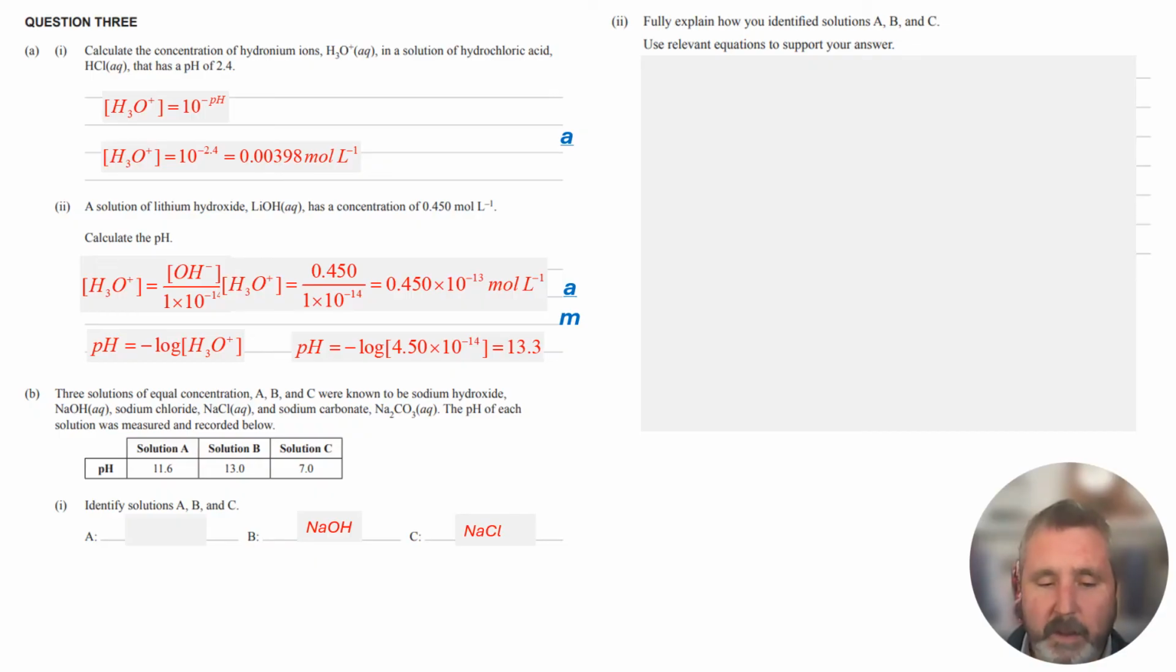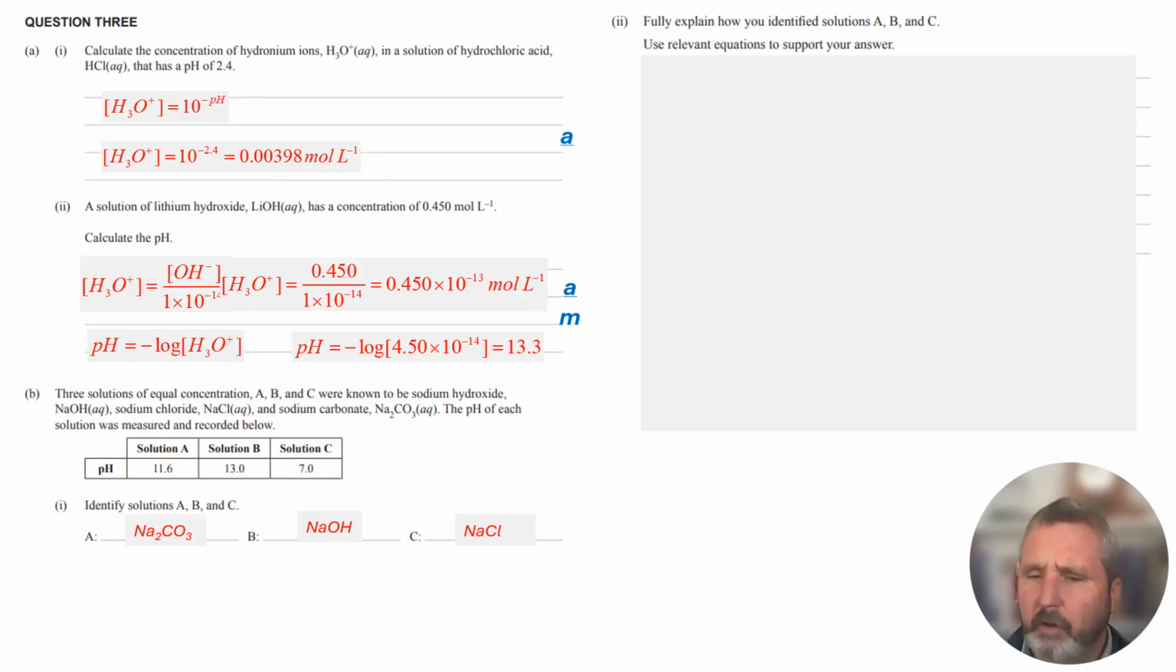We know NaCl is neutral, so we're going to put that one in. And then the last one left behind is sodium carbonate, and it must be the 11.6. It must be the weak base. How do we explain that?